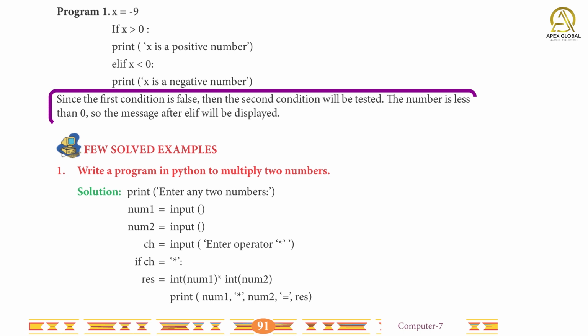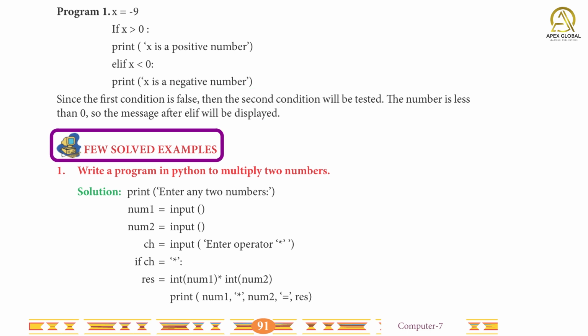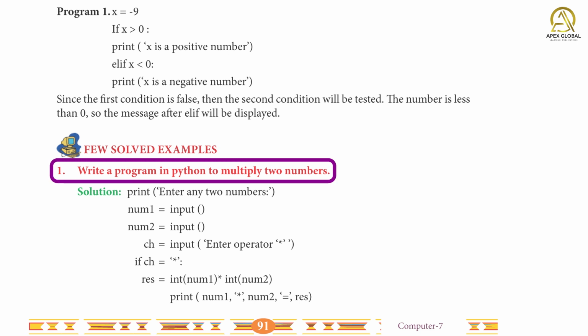Since the first condition is false, the second condition will be tested. The number is less than 0. So the message after else will be displayed. A few solved examples. 1. Write a program in Python to multiply two numbers.